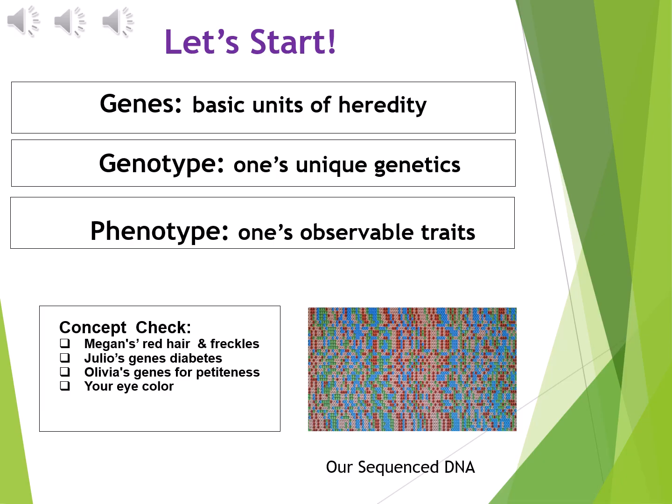Now, the phenotype is what we can observe, our physical traits. Many have a strong genetic influence. Others are a combination of genes and environment. But in any case, phenotypes are observable traits, what we can see.